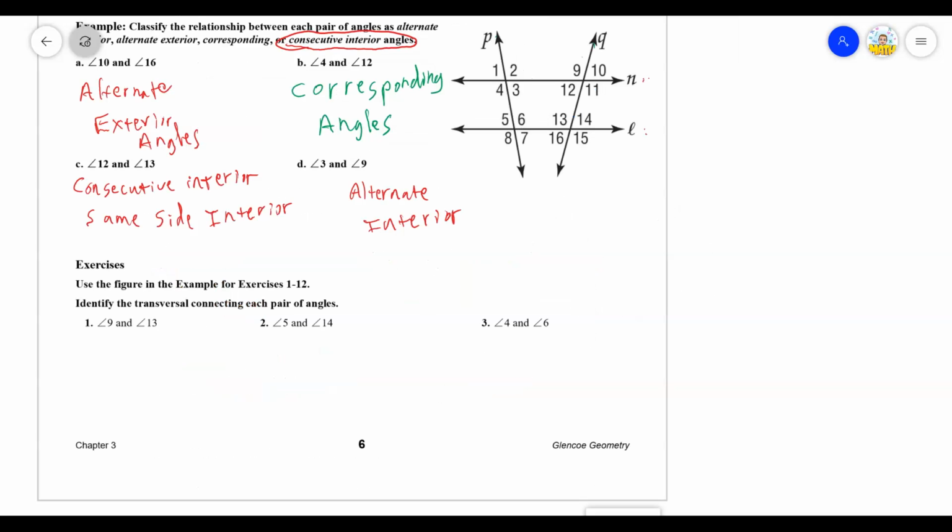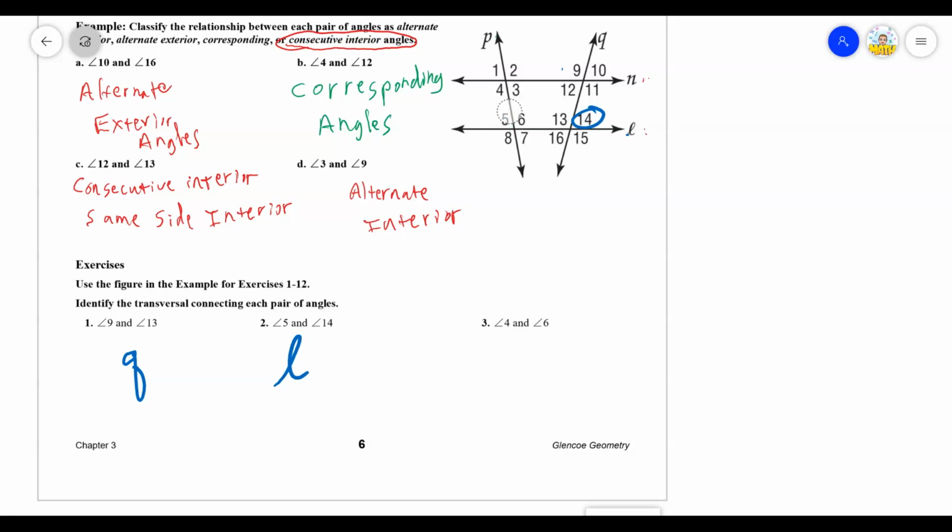So here are the exercises, just going to be able to name the transversal. So when I'm looking at 9 and 13, the transversal in that situation is going to be Q. Right? N and L are the lines that are being transversed by Q. 5 and 14. Here's 5, here's 14. So P and Q would be the line pair. The transversal in that situation is going to be L.